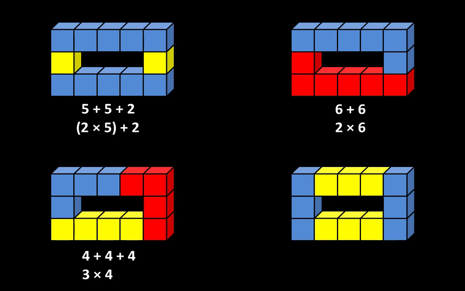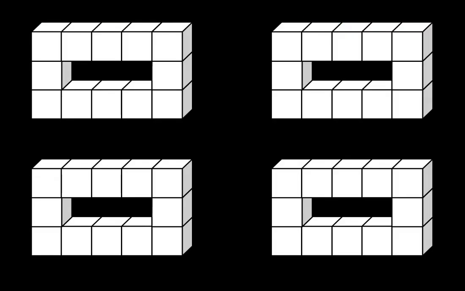And the fourth structure can be described as 3 plus 3 plus 3 plus 3, or it can be described as four groups of three. In every case, the total is 12. Can you see it several different ways? You can pause the video on this screen to try to find even more ways to break this shape apart.